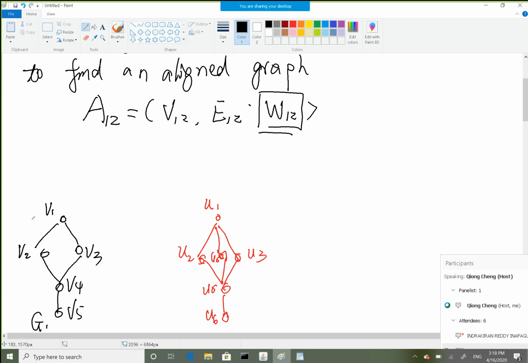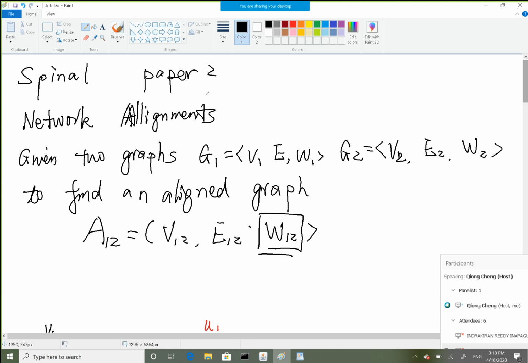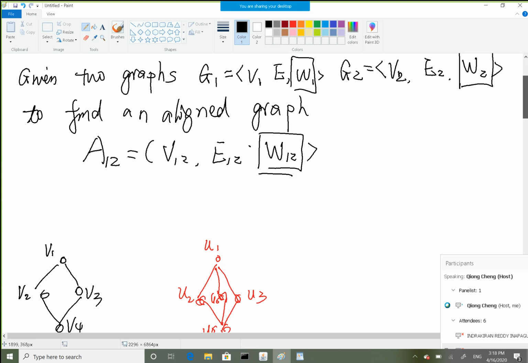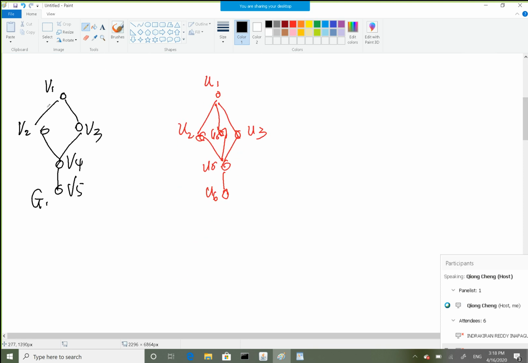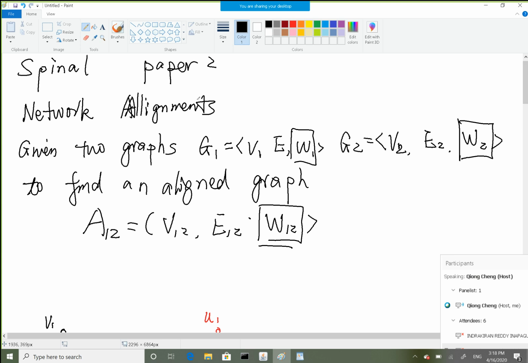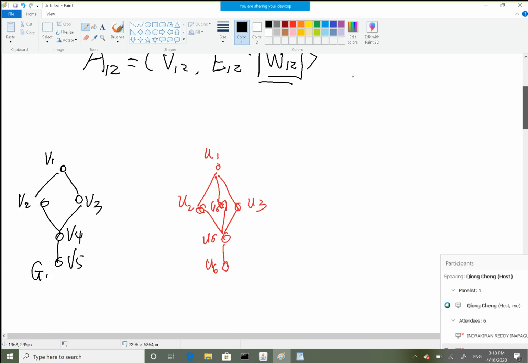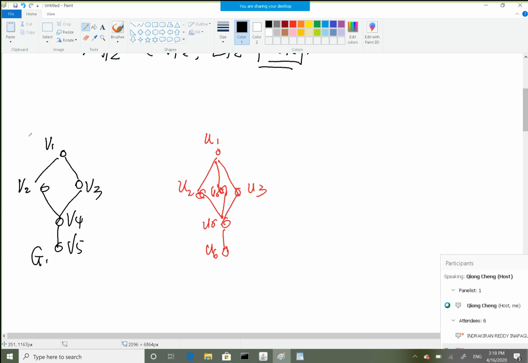Here, I assume all the weight, because in this paper, they ignored weight. So let's assume all the weight is 1 in this case. In your case, you can think about how to make sure they can hold for that weight on each edge. Here, I assume all the edge weight is 1. So this is the G2.